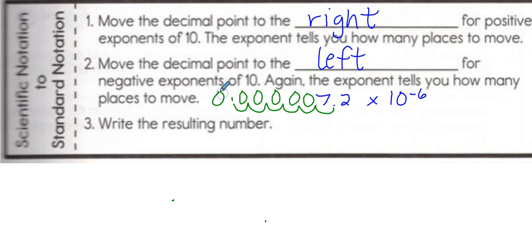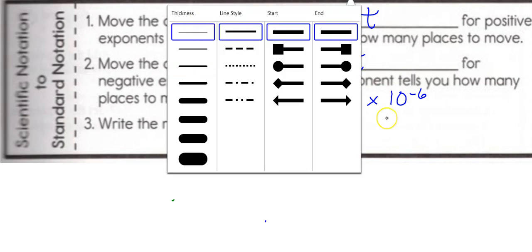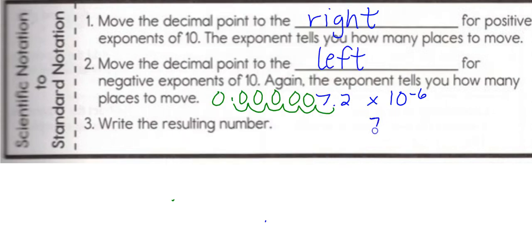I can put one before. So 7 2/10 times 10 to the negative 6 simplifies to 7. There's my 7 and my 2. And then I'm going to put in these zeros. 1, 2, 3, 4, 5.